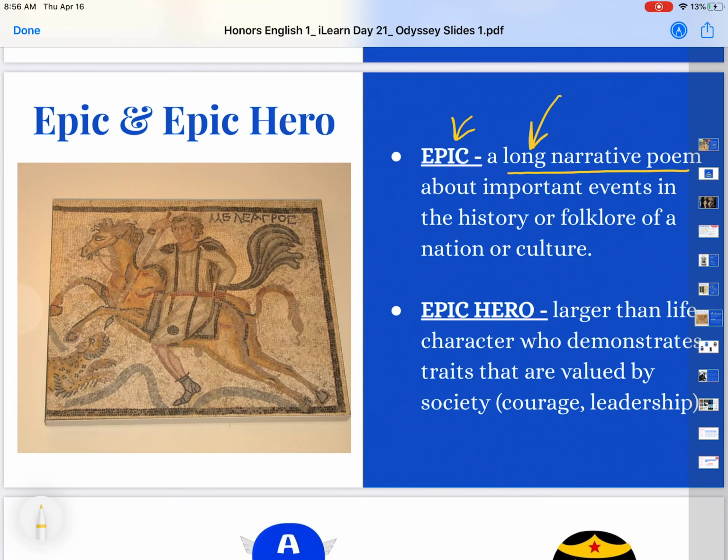And it says about important events. So whenever you've heard the term, oh man, that's epic. Wow, that is so cool, that's epic. It's because it's about something important, right? And this one says it's in the history or folklore of a nation or culture. I assume that it could be about something else if you wanted it to be, but it's probably going to hit home more if you decide to write an epic about something important in history or in a mythology, a folklore, the stories behind a culture.